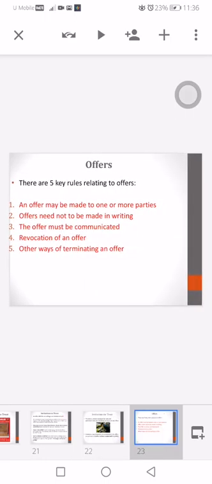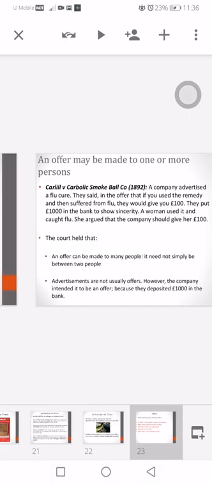1893. Offer. There are 5 rules relating to offer. First, an offer may be made to one or more parties. Second, an offer need not be made in writing. Third, the offer must be communicated. Fourth, revocation of the offer. Fifth, other ways of terminating an offer.